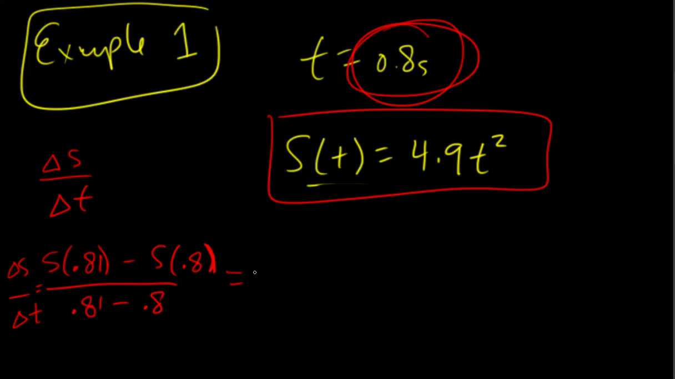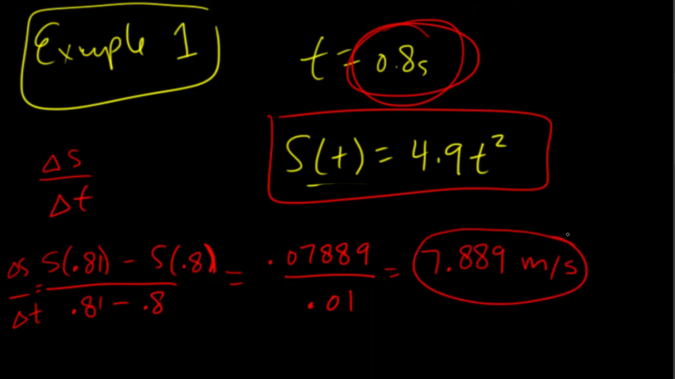Now, if we do that, we're going to end up with 0.07889 divided by 0.01. And when we do that, we end up with 7.889, and that's measured in meters per second.